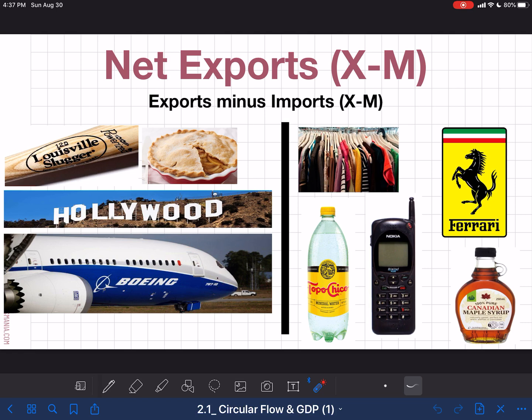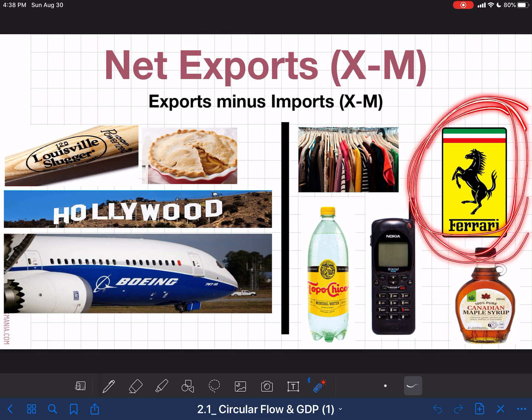Imports are pretty much anything else that the U.S. can't make. So a lot of our cell phones actually are not made in the U.S. A lot of our clothing is not made in the U.S. If you check the tag on your clothes, you'll probably see it's not made in the USA. Foreign cars, again, would be considered an import as well.